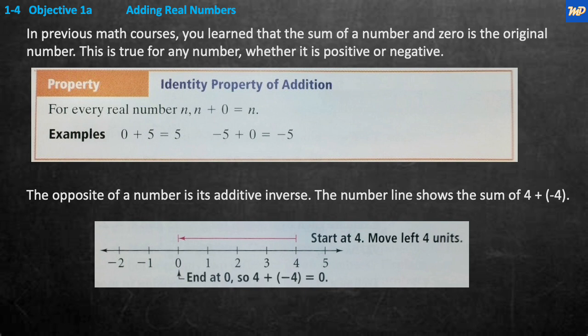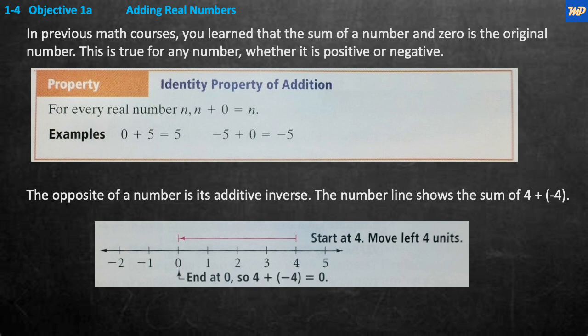Okay, objective 1, adding real numbers. In a previous math course or courses, you've learned that the sum of a number and 0 is the original number. This is true for any number, whether it's positive or negative. So here's a property, the identity property of addition. For every real number n, n plus 0 is equal to n. And some examples of that. 0 plus 5 is equal to 5. Negative 5 plus 0 is negative 5.